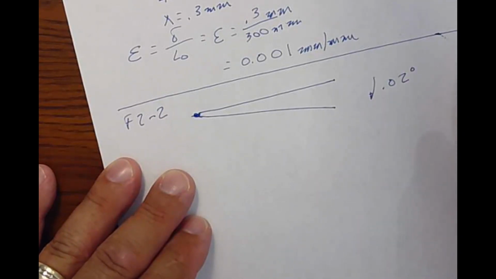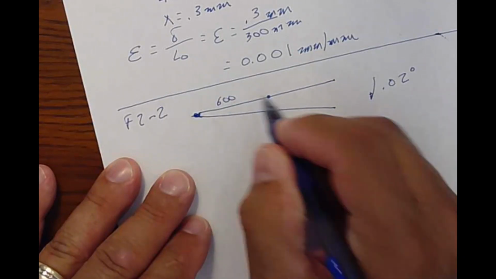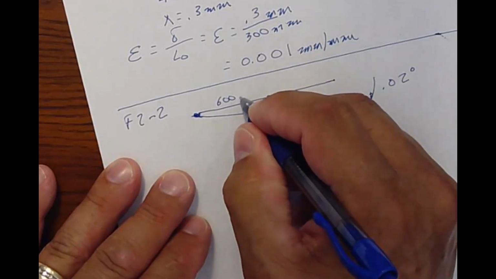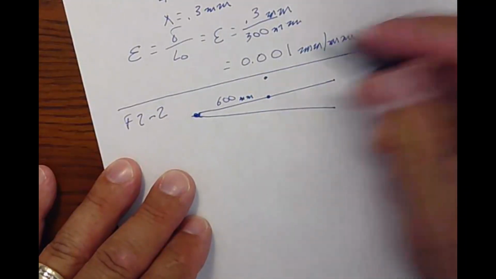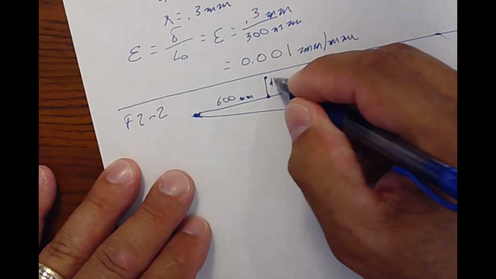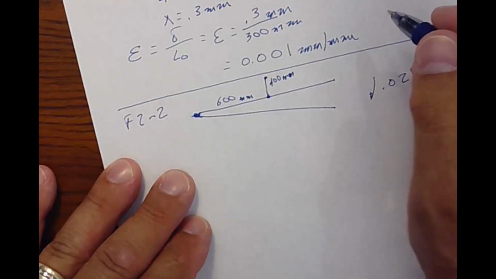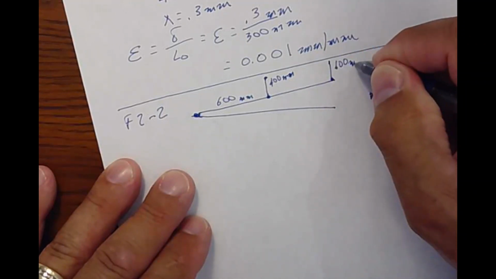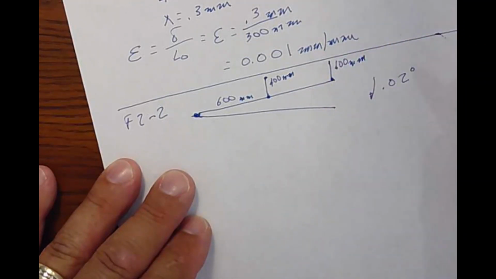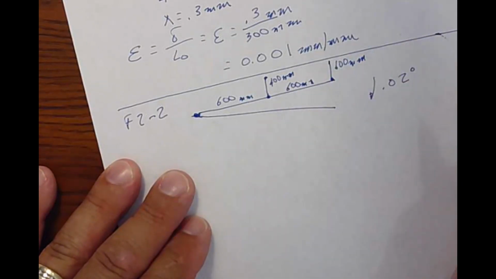And this point is at 600 millimeters. And it's 400 millimeters, no scale. This is 400 millimeters long. We're going to need that later. And then this one is 600 millimeters long. And it's an additional 600 millimeters this way.